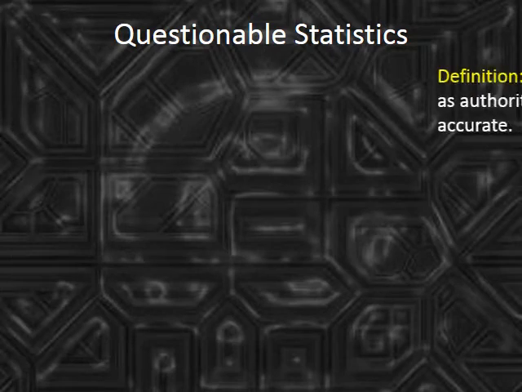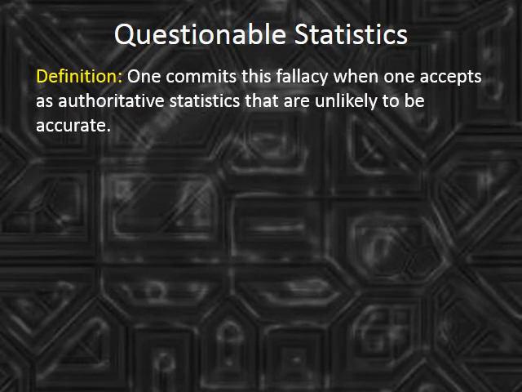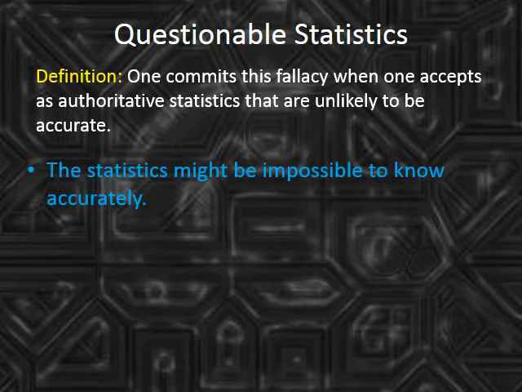Questionable statistics. One can fall for questionable statistics when one accepts as authoritative statistics that are unlikely to be accurate. These statistics might be flawed for numerous reasons, just some of which are as follows. The statistics might be impossible to know or to know with the accuracy implied.